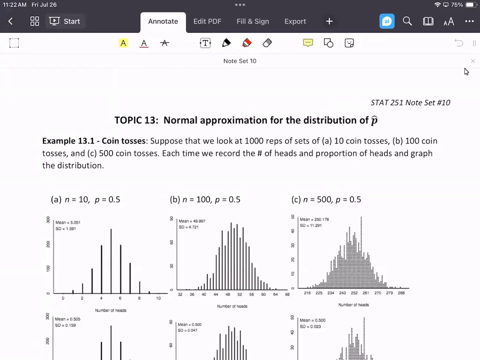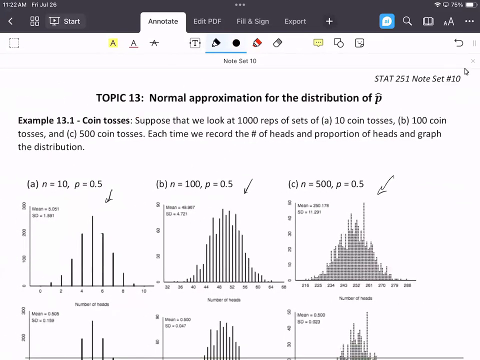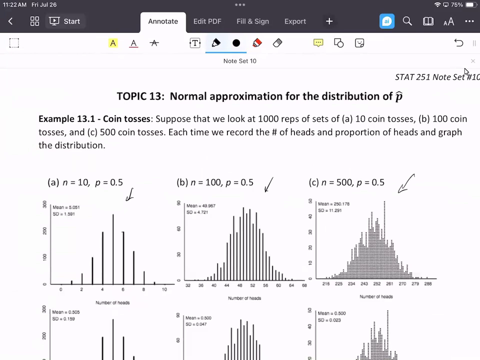So in other words, each of these has 1,000 dots total. It's hard to see the dots individually, but this one's a little bit clearer. You can see there are dots. With either 10 coin tosses, this first one, that's A, 100 coin tosses, B, and then 500 coin tosses. Each time we record the number of heads and proportion of heads and graph the distribution.